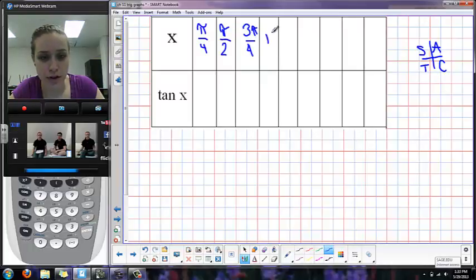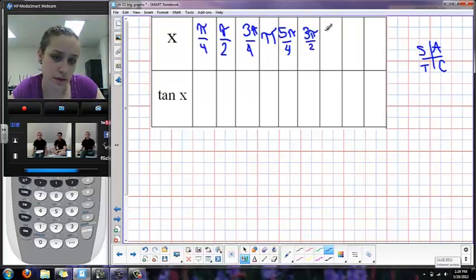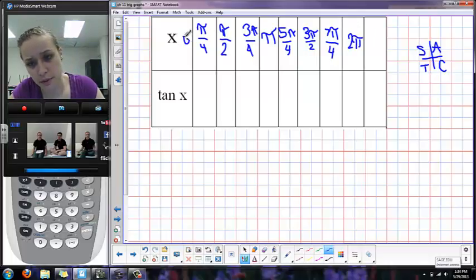4 pi over 4, which is just pi. 5 pi over 4. 6 pi over 4, which is the same thing as 3 pi over 2. 7 pi over 4. And 8 pi over 4, which is the same thing as 2 pi. I have an empty space, and that's probably because I missed 0.